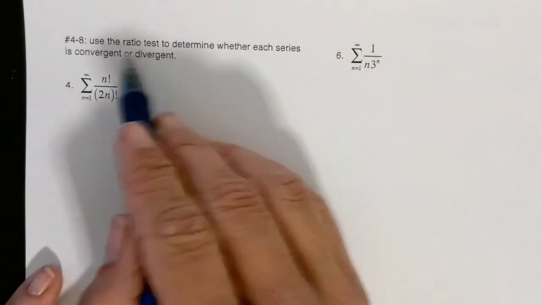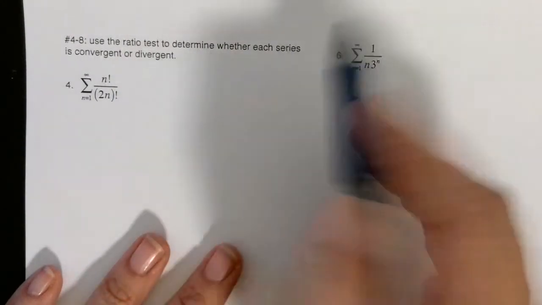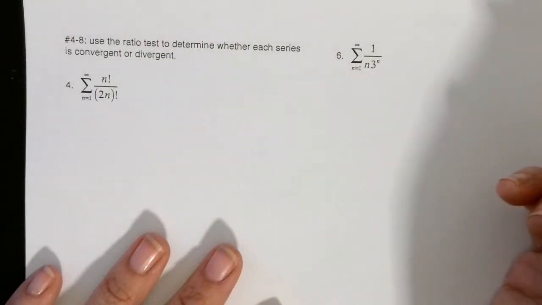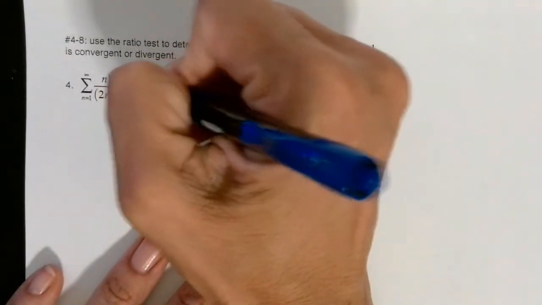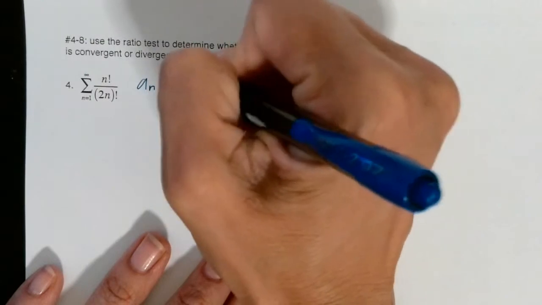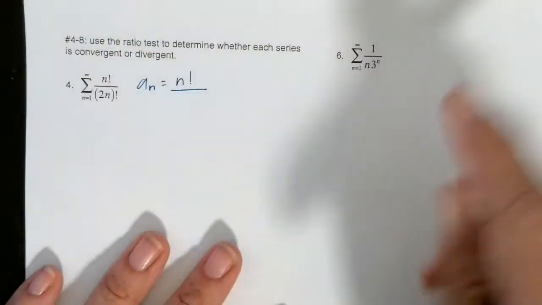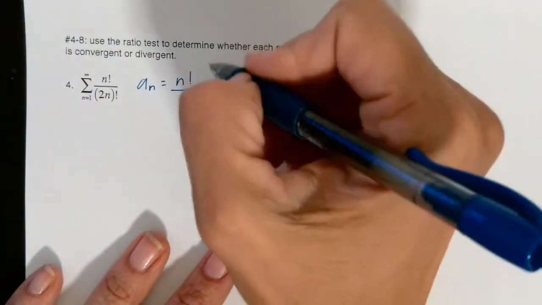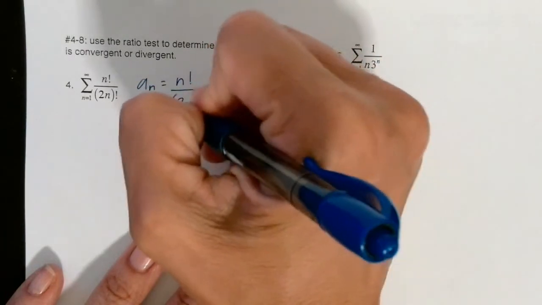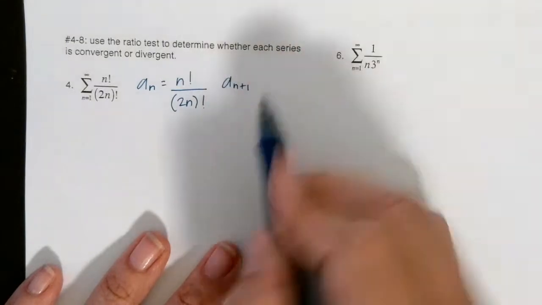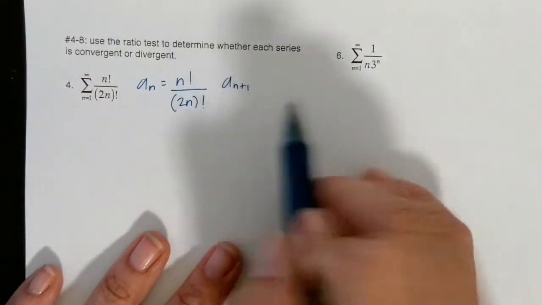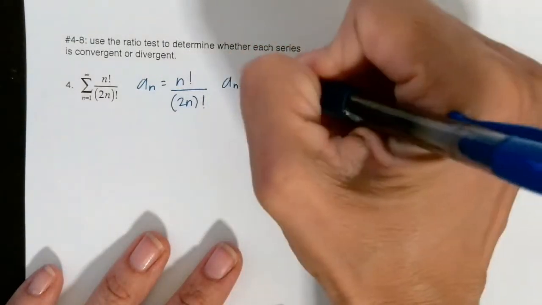So this one says to use the ratio test to determine whether each series is convergent or divergent. With the ratio test, you always need your general term, which is usually given here. Sometimes we have to write it, sometimes we don't. And then you always need the next term. And the way we abbreviate the next term is by adding 1 in the subscript.